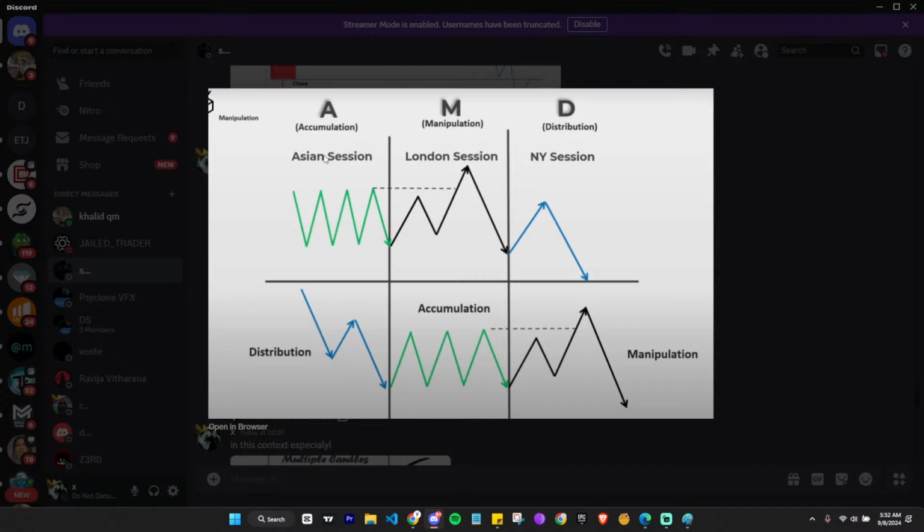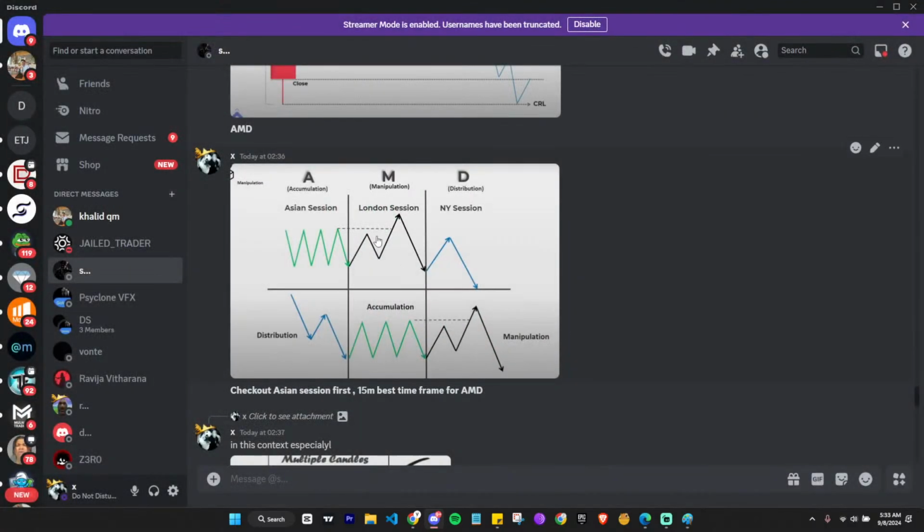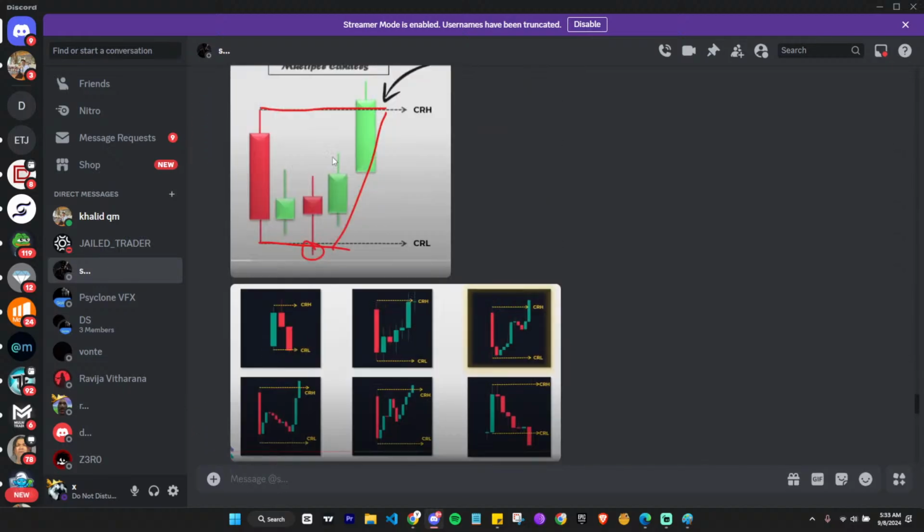During the Asian session, there could be accumulation. In that case, London might manipulate and New York might distribute. Same way, if Asia is distributing, London might accumulate, and the New York session might distribute. This happens most of the time. So if you do see this happening, the Asian session is basically where you see if this is about to happen, either of these two scenarios. These two are the only scenarios that you would see this happen.